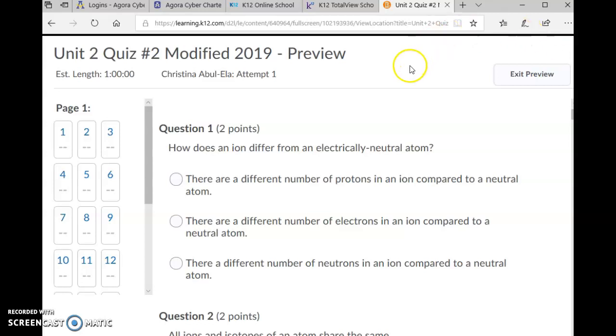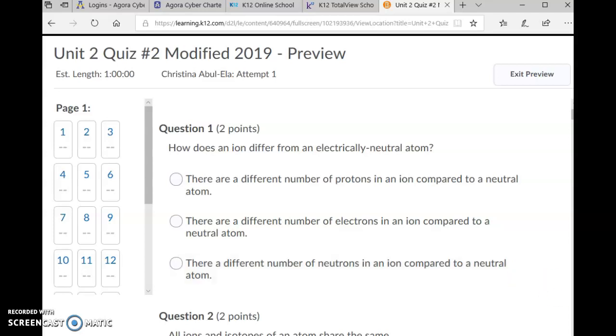Question number 1. How does an ion differ from an electrically neutral atom? There are a different number of protons compared to a neutral atom. There are a different number of electrons in an ion compared to a neutral atom. There are a different number of neutrons in an ion compared to a neutral atom.